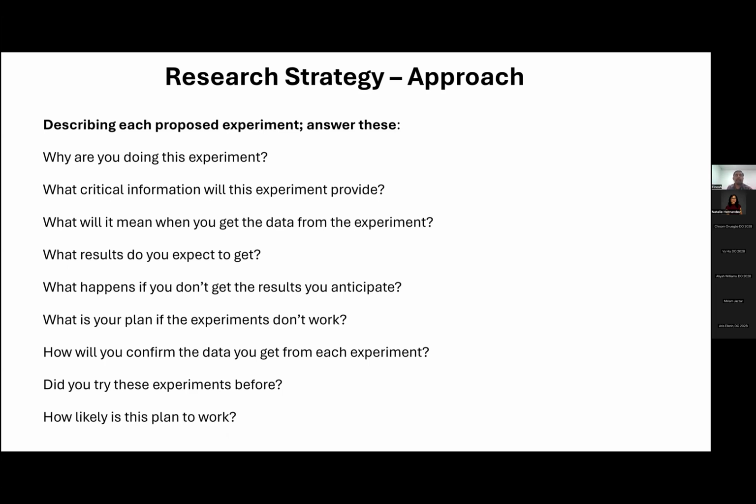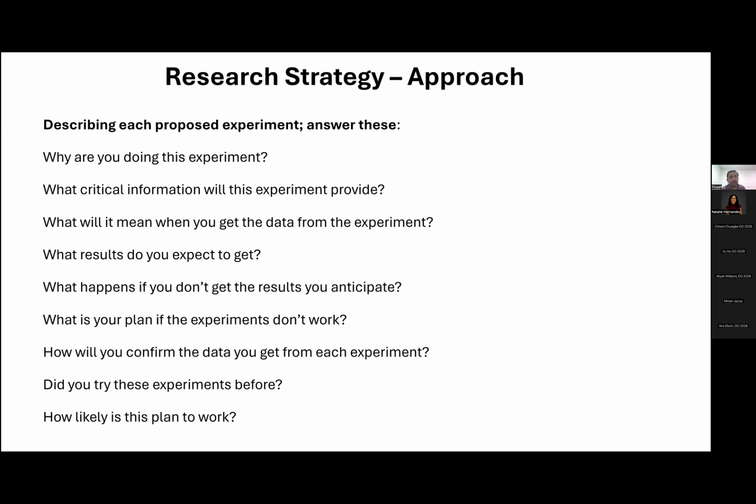And some common tips when you write this information. Ask these questions. Why are we doing this experiment? Is it relevant or not? Is it significant or not? What critical information will this experiment provide? Am I going to get anything novel? What will it mean when you get data from the experiment? If I get some data, how will I interpret it, and how am I going to use it for the advancement of science?